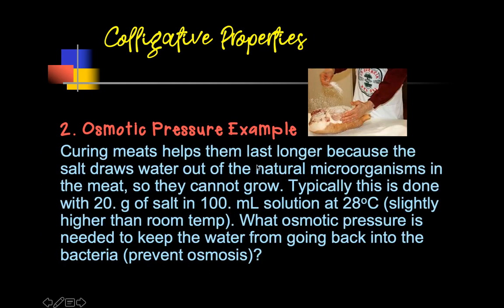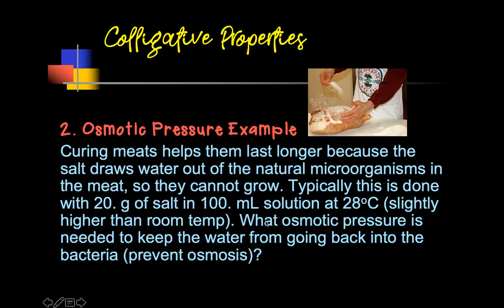Let's do an example. Here's a little backstory. Curing meats is basically what you do is you put a lot of salt on them. The reason that works is because the salt pulls the water out, and then the natural microorganisms or bacteria or germs can't grow because the water is gone. Typically, we do this with 20 grams of salt in 100 milliliters of solution. So we create a solution with 20 grams of salt and then 100 milliliters of solution.